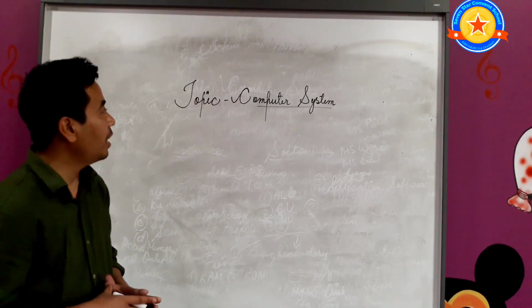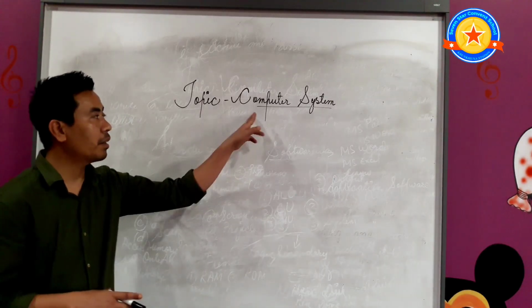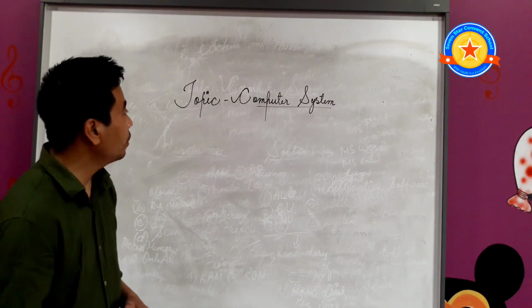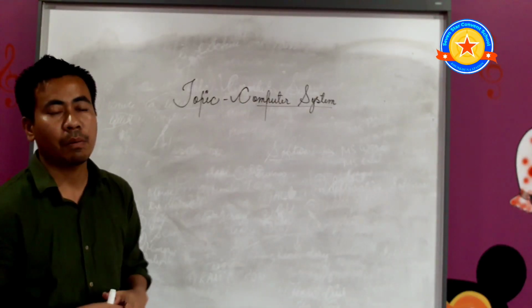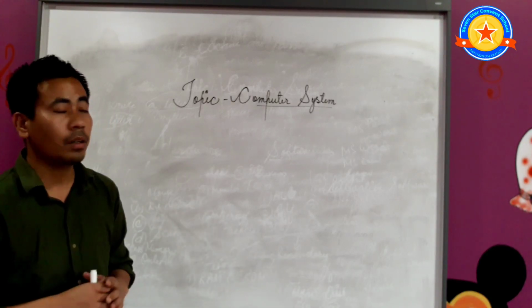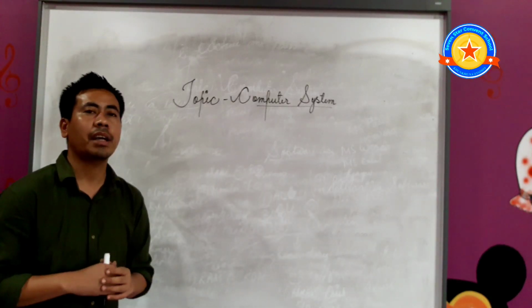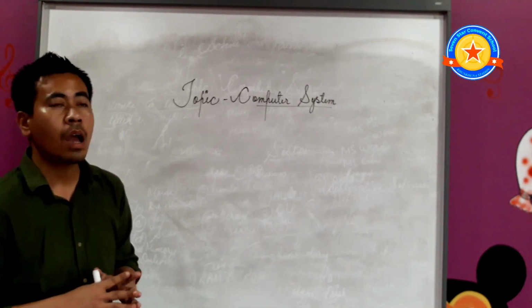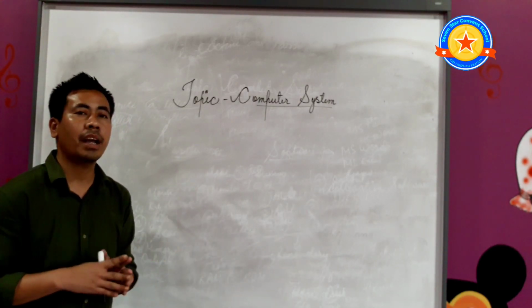Hello guys, today I am going to teach about computer systems. So today our main topic is computer system. Everyone knows what a computer is. You must know that a computer is an electronic multitasking machine with which we can do many things quickly and accurately.